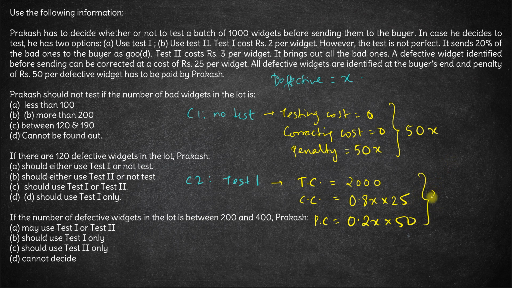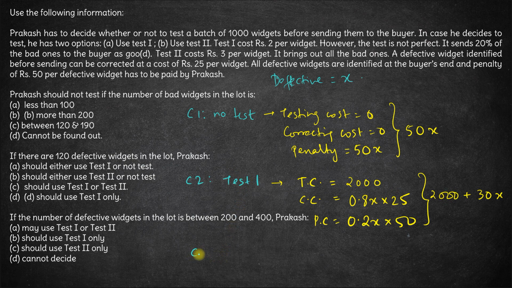So now the total cost will be 2000 for the testing cost, plus 0.8x into 25, plus 0.2x into 50. This is effectively 20x and this is effectively 10x. So the total is 2000 plus 30x. This is the total cost for test 1.